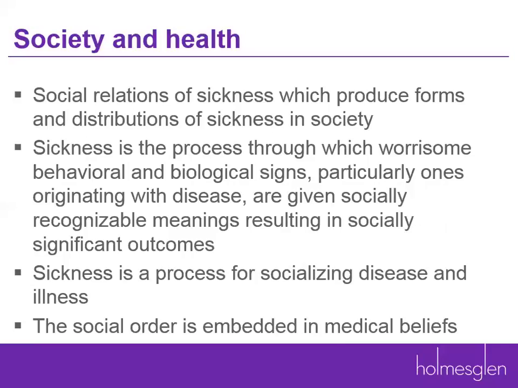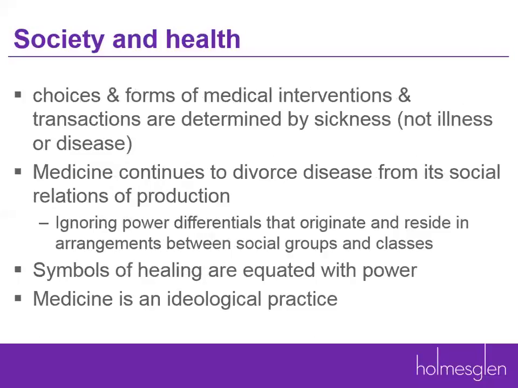The way sickness is distributed in society, as we've said, is socially determined and is related to the social relations between us. I think we've talked about those next three enough for now. The medical interventions we choose are determined by the social definition of sickness, so not actually what's going on with patients, but by the way society defines it.